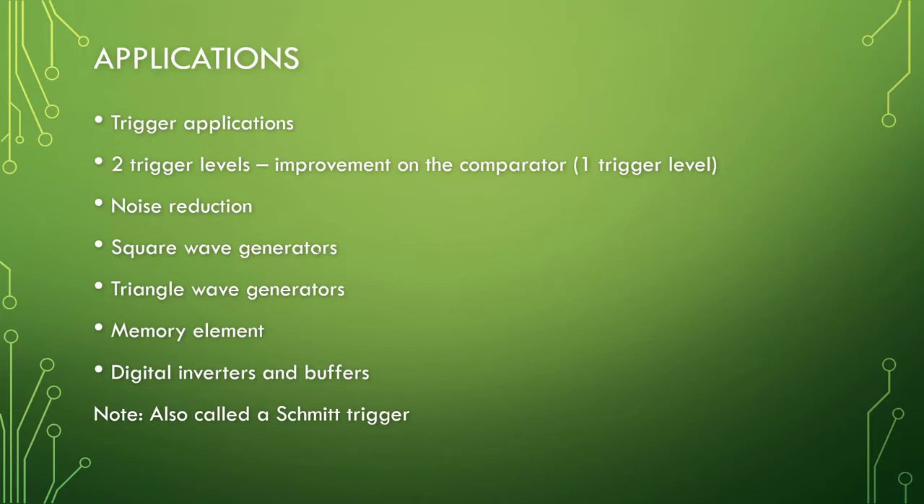Okay, so typical applications are square wave generators, which use the inverting bistable, and triangle wave generators, which use the non-inverting bistable. The bistable can also be used as a memory element. It remembers its previous state to determine at which level it will trigger again.